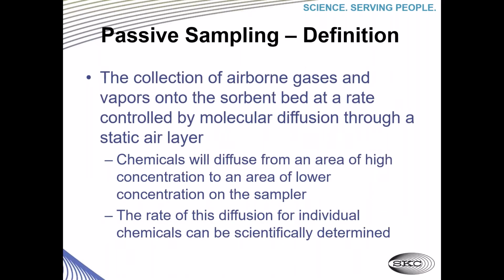A definition: passive sampling can be defined as the collection of airborne gases and vapors onto the sorbent bed at a rate controlled by molecular diffusion through a static air layer. What does this mean? Chemicals will diffuse from an area of high concentration to an area of lower concentration on the sampler, and the rate of this diffusion for individual chemicals can be scientifically determined.